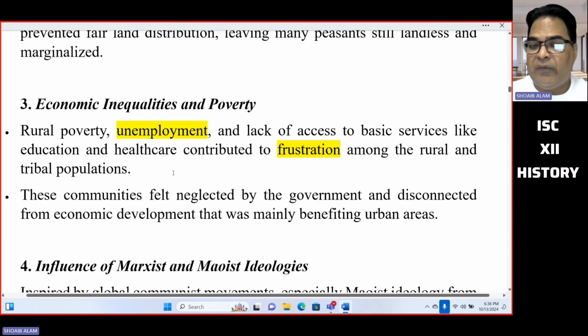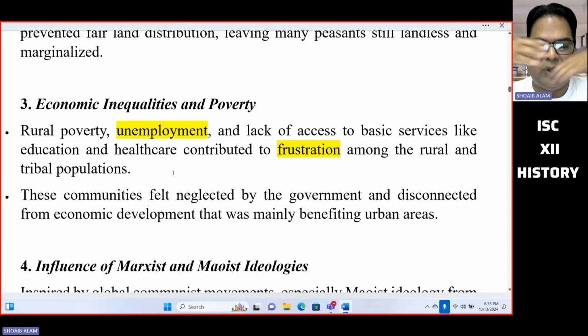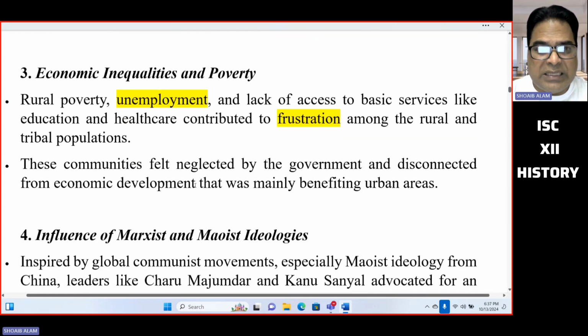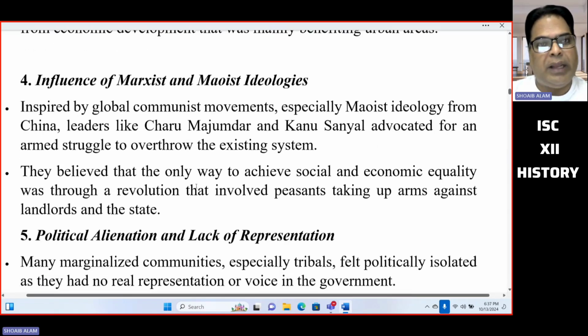These communities felt neglected. Of course they would, because they are the poor people, mostly living in the tribal areas, and the government did not take any steps for their improvement. So these communities felt neglected by the government and disconnected from economic development that was mainly benefiting the urban areas. Okay, now number four, influence of Marxist and Maoist ideologies.